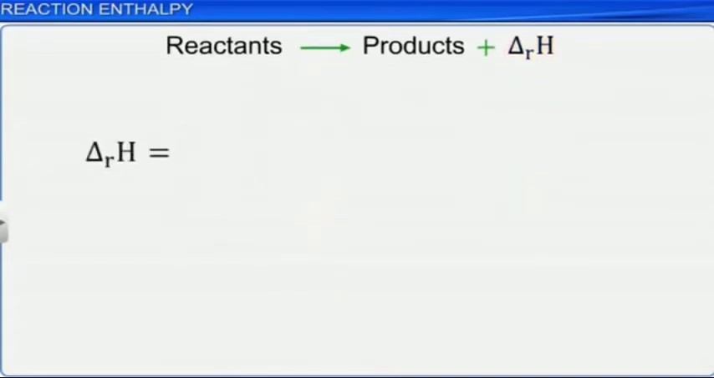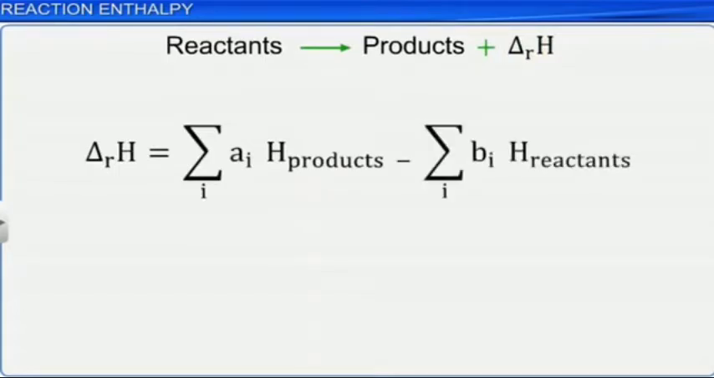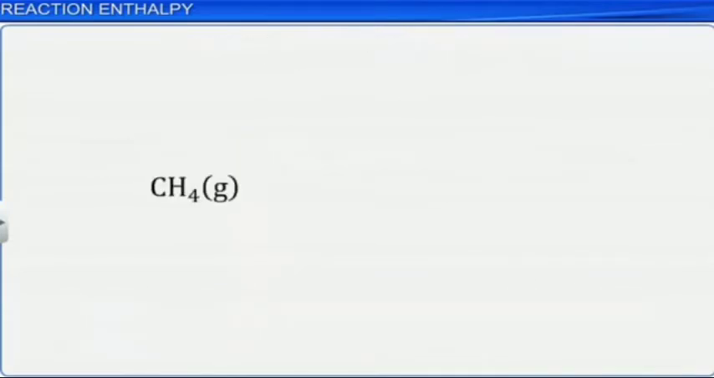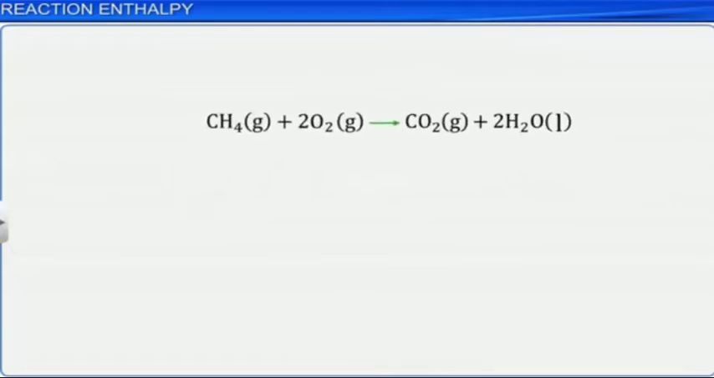Enthalpy of a reaction is expressed as the summation of enthalpies of products minus the summation of enthalpies of reactants, where a_i and b_i are the stoichiometric coefficients of the products and reactants respectively in the balanced chemical equation. For example, the enthalpy change for the reaction of 1 mole of methane with 2 moles of oxygen forming 1 mole of carbon dioxide and 2 moles of water may be represented as follows.